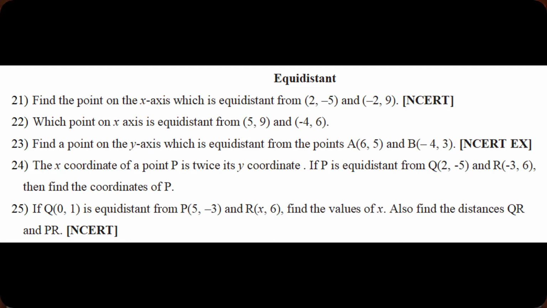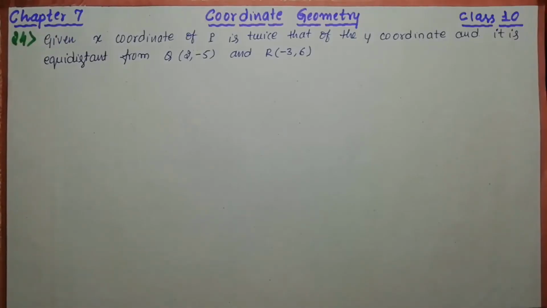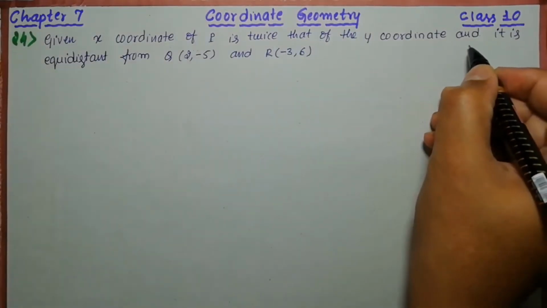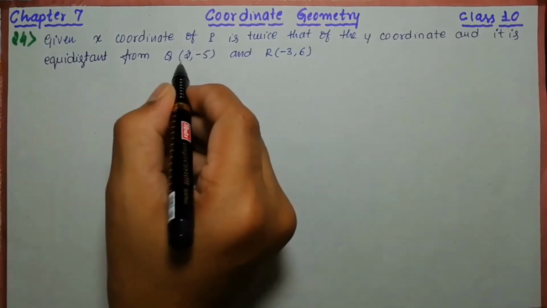But here a hint is given for you. The hint is, look at the question once again. Here it is given that the x coordinate of P is twice the y coordinate. Okay, this is actually the hint. Now look at the solution, how to solve this one. The given data is already written: the x coordinate of P is twice the y coordinate, and P is equidistant from Q and R.